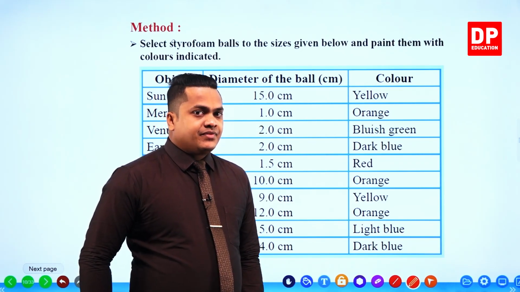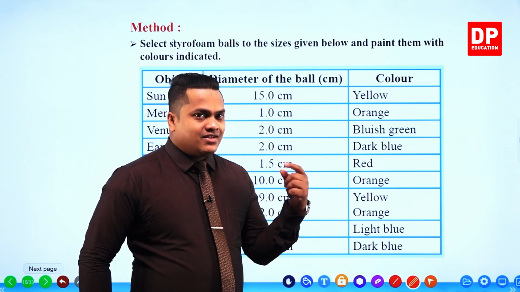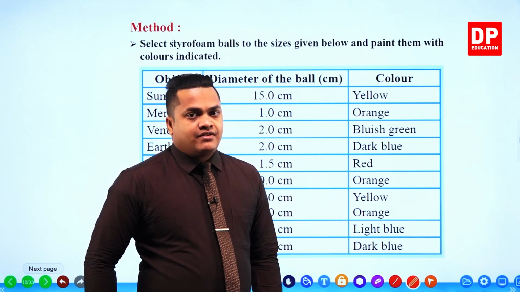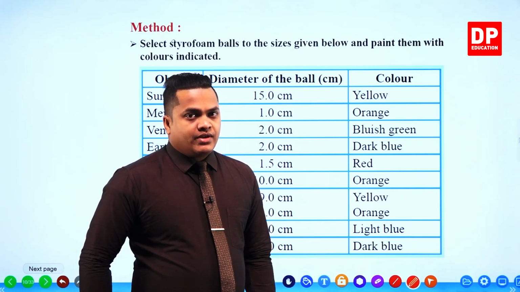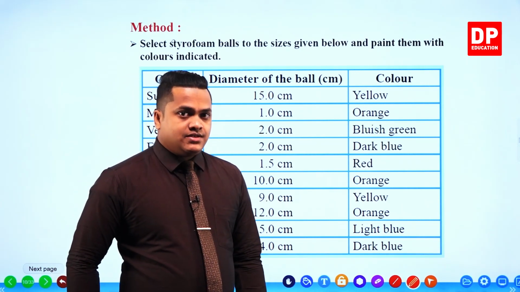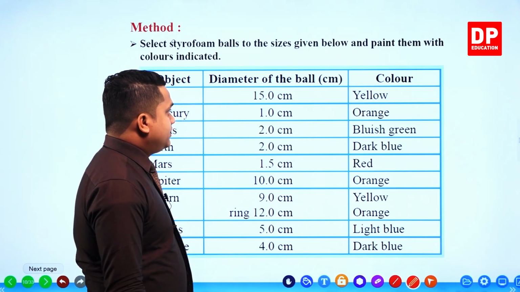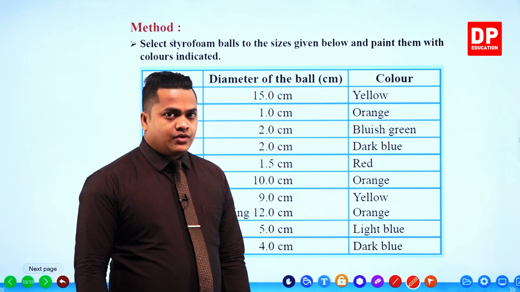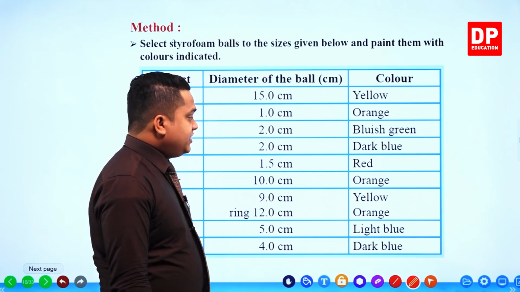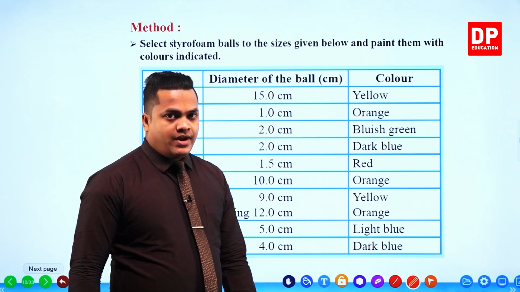Okay, the diameter of the ball which you are going to take, and for Saturn you have to prepare a ring also, right? You can use that thermocol board to cut that ring, my dear children. Remember, the diameter should be equal to 12 centimeters from the center, right? So these are the colors and the diameters of the balls. So what you have to do is take these balls, my dear children, with these dimensions, and color them according to the given colors.